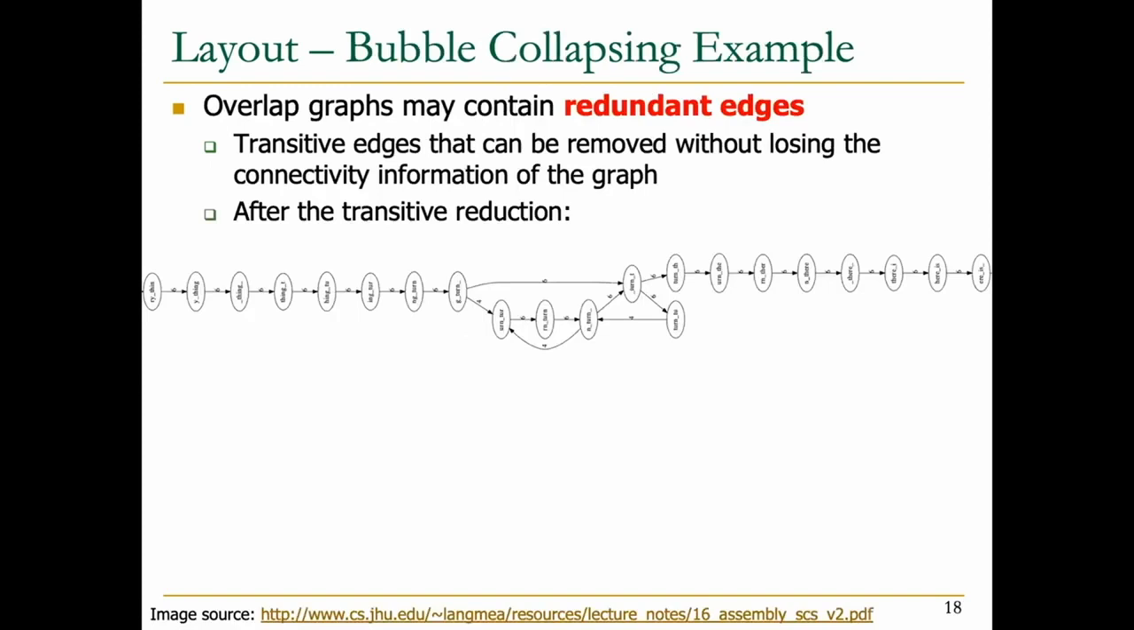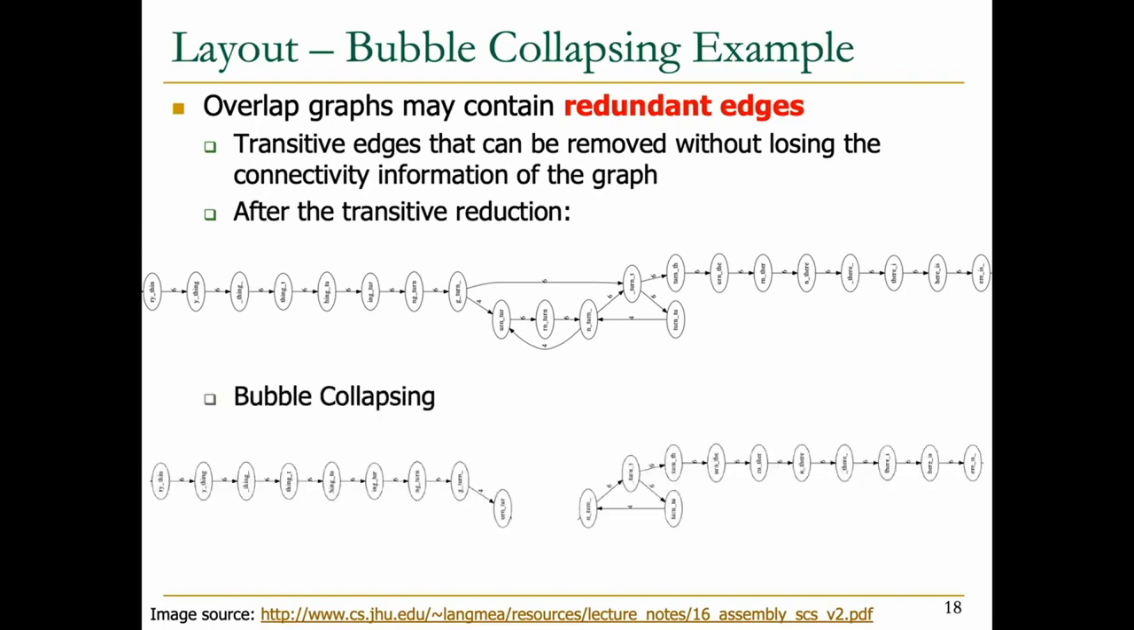So this is an example of how the graph would look after performing the bubble collapsing. This is how our earlier graph looks after we perform the transitive reduction. If we identify the bubbles and collapse them, then our graph would look like this. So we further simplified, although we lost some information about the connectivity.